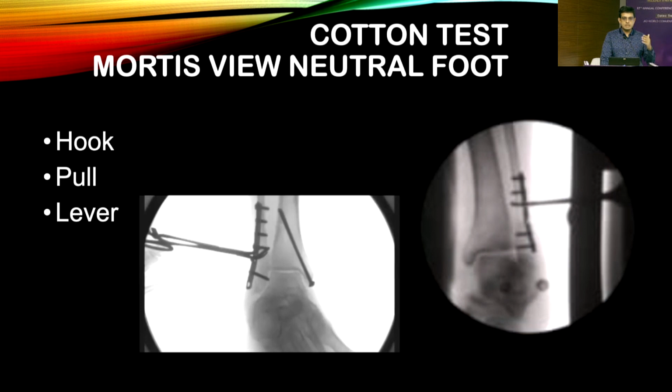So the cotton test has routinely been described. There are three ways of doing a cotton test described in recent literature. One is to hook the fibula, another is to pull the fibula, another is to lever, because there is always a chance of sagittal plane translation of the fibula over the incisura. So this is the way you check that you are not missing any syndesmotic injury.